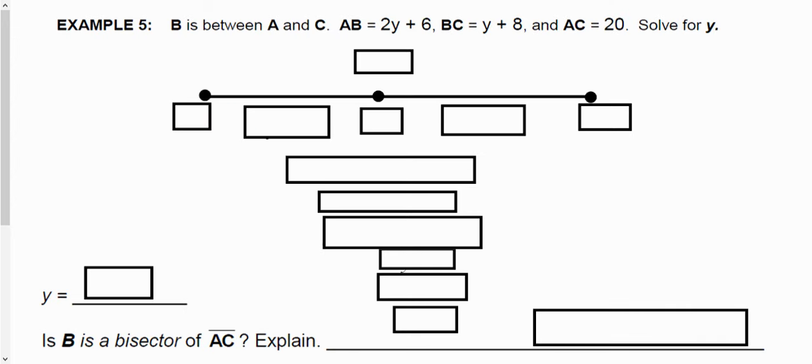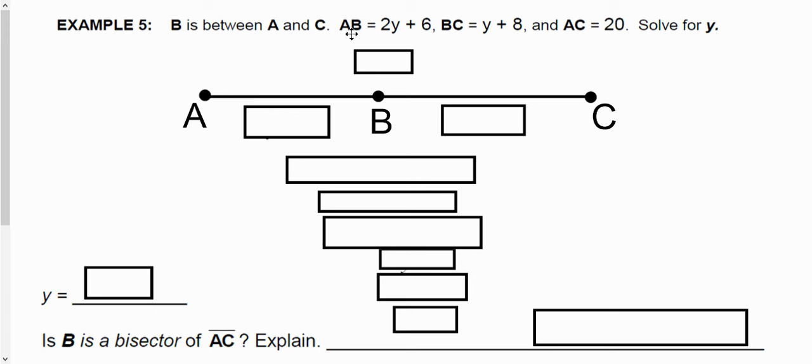Let's see a couple of problems here. We start off with a nice example 5 in Algebra 1. But this one doesn't talk about a bisector first. We're going to see if it bisects or not. But we start off with B is between A and C. So here's B. It's between points A and C.